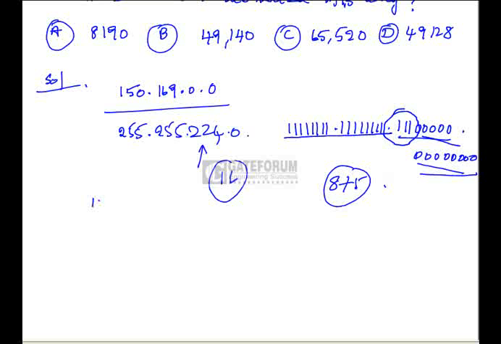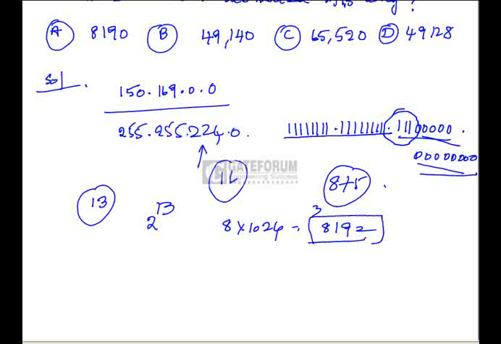So total 13 bits. Using 13 bits we can have 2 power 13, which is nothing but 8 into 1024, that is 8192. 8192 addresses we will get, but we can't make use of all of them. These many hosts are possible for every subnetwork. How many bits are reserved? 3 bits are reserved, so with 2 power 3 we can have 8 different subnetworks. In each subnetwork the number of entries will be 8192, but we can't use all.